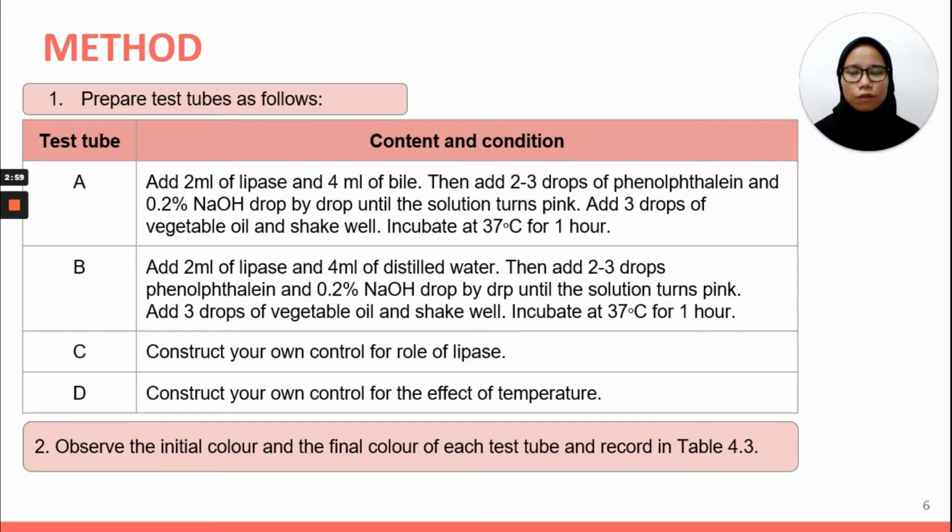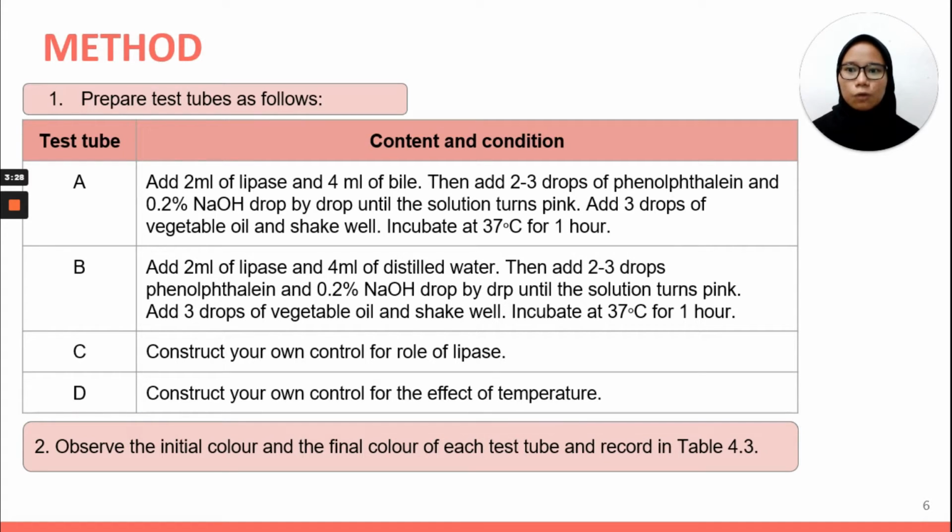As we can see from the table, for test tube A, we need to put 2 ml of lipase and 2 ml of bile. Then add 2 to 3 drops of phenolphthalein and 0.2% sodium hydroxide drop by drop until the solution turns pink. Add 3 drops of vegetable oil and shake well. After that, incubate at 37 Celsius for 1 hour in a water bath.